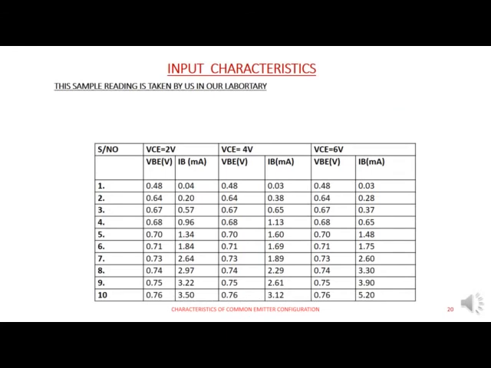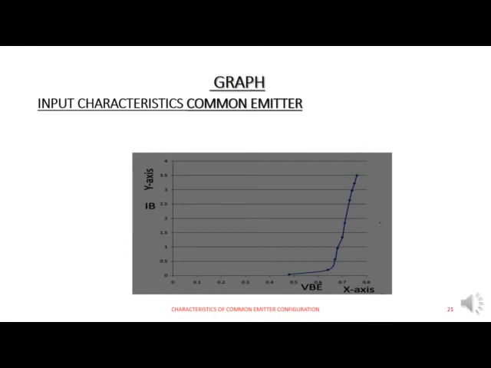This is the sample readings taken for the input characteristics in our laboratory. We can see VCE equal to 2 volt, 4 volt and 6 volt. For that we found out VBE and IB. And also the input characteristics graph of the common emitter is drawn.